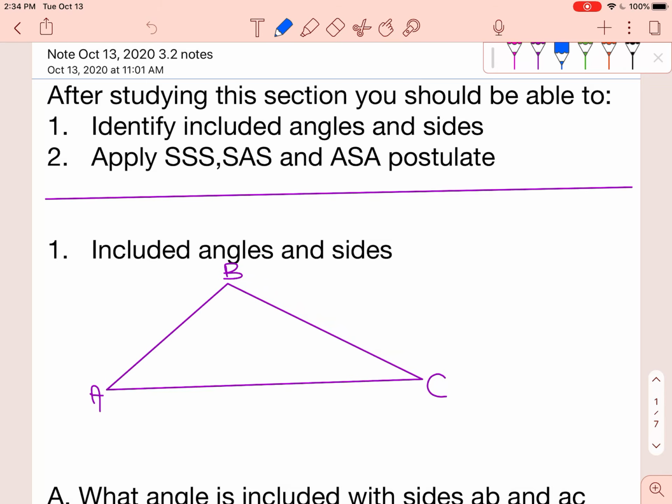Okay guys, hopefully this is not upside down. So this is section 3.2, and in section 3.2, we're gonna learn about 3 ways to prove triangles are congruent. Because again, we don't know if triangles are congruent unless you guys can prove it, okay?